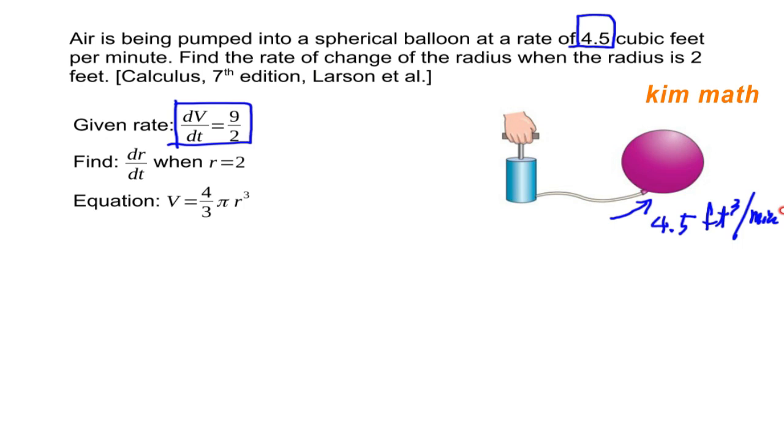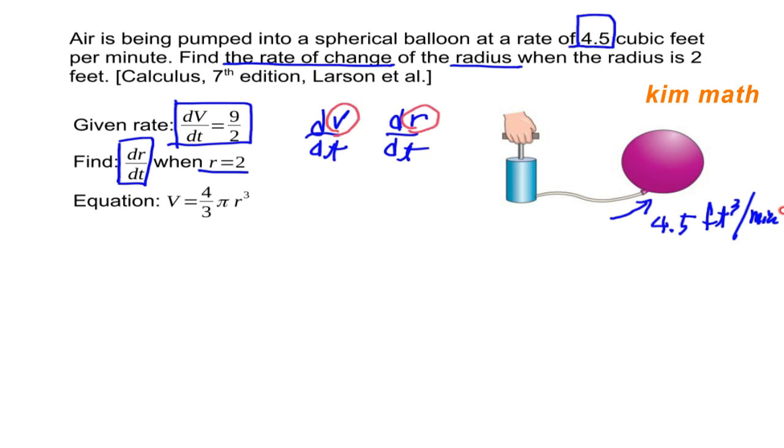which is 9/2. Okay? Now, the question asks us to find the rate of change of the radius when r is 2. In this case, please note that you have two variables. The rates dV/dt and dr/dt are related, right? So to solve the situation, we must find the equation containing volume and radius.